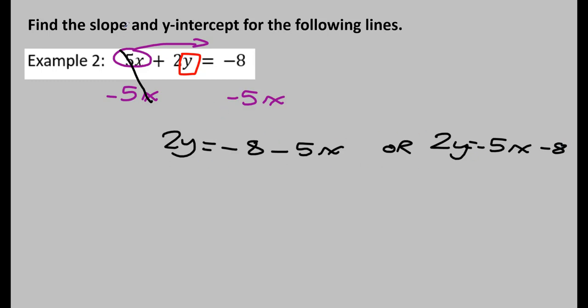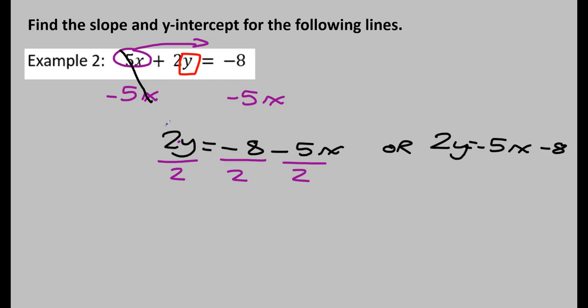Either one is fine. And then how do I get rid of the 2 now? Does anyone remember how to do that? Yeah, you're going to have to do the inverse or the opposite. So this is saying 2 times y. Remember, if there's no sign in between, it's always multiply. So the opposite of times is divide. So I have to divide this by 2 and every other term by 2 as well.